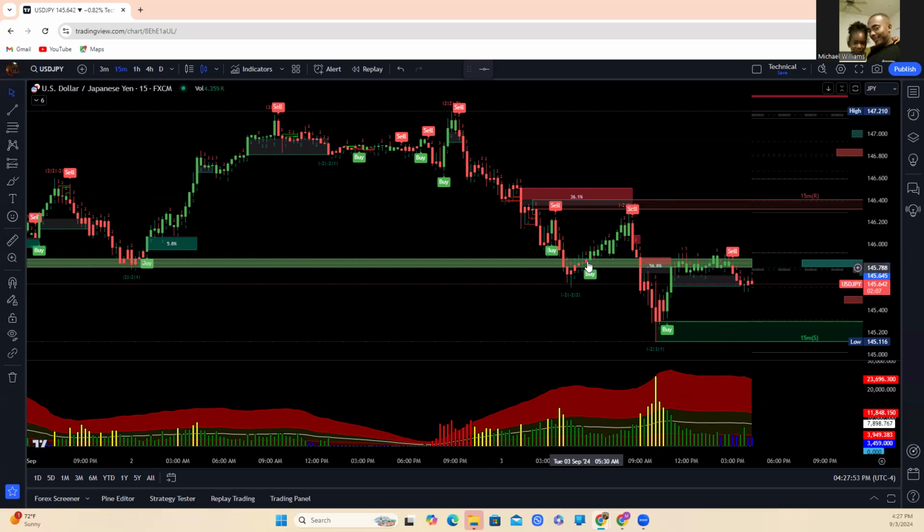For instance, price coming and breaking out of this high volume area, that would have been a good buy signal. Price coming and rejecting this order block right here would have been a good sell signal. Again, same thing here: price coming out of this order block would have been a good buy signal. Price coming out of this high volume area, a good buy signal, right?